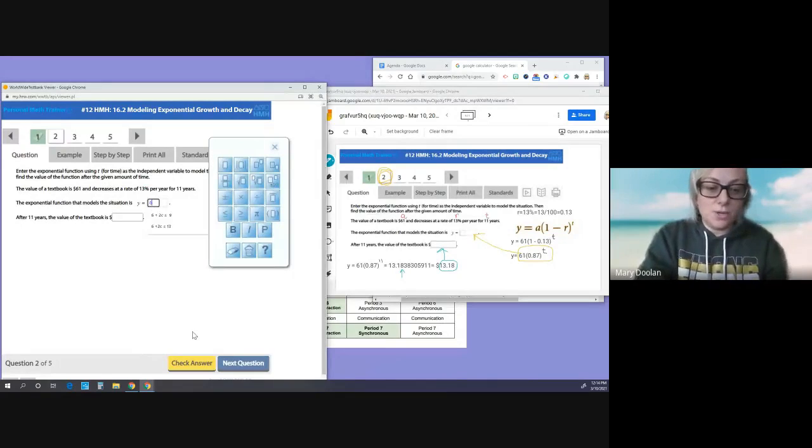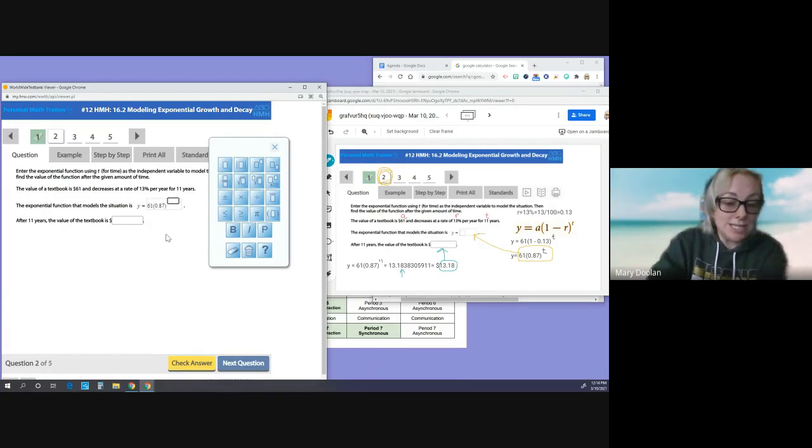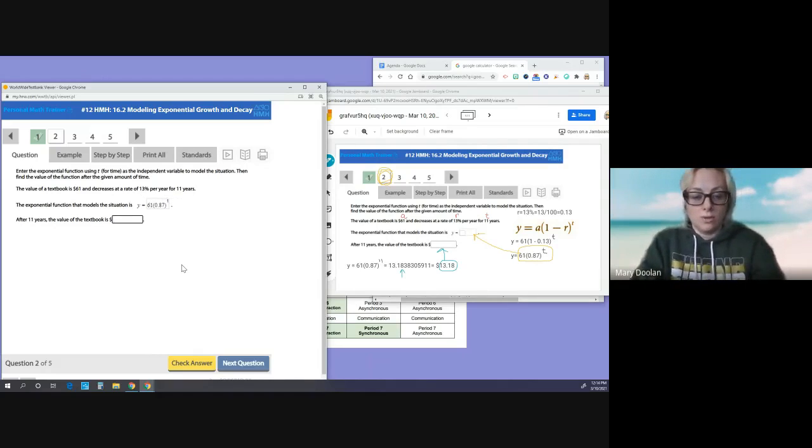Okay, 61, open parenthesis, 0.87, close parenthesis. I want to use the exponent box button to get that box. And then right now, at this point, I'm going to type t, right? Because it wants the function that models the situation. It needs to have a variable. t is the situation. We have t here. And then our value, $13.18. Always check your work. Is that a reasonable answer?